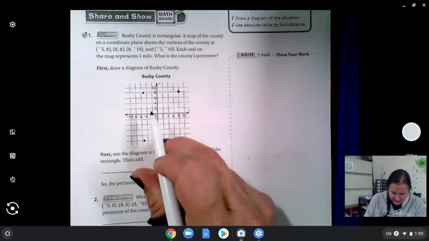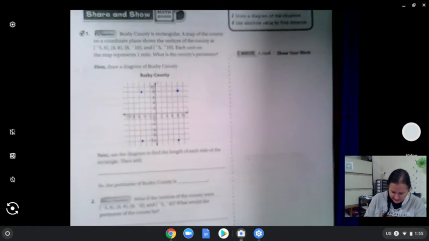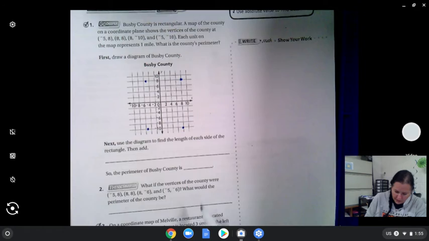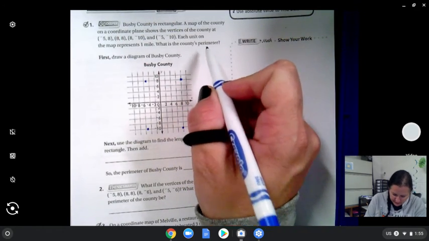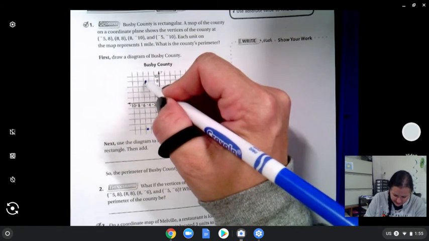So here's our rectangle. If you see, if we connected these lines, we would have a rectangle. It says, what is the county's perimeter? So it says, first we're going to draw the diagram. Let's go ahead and draw that.